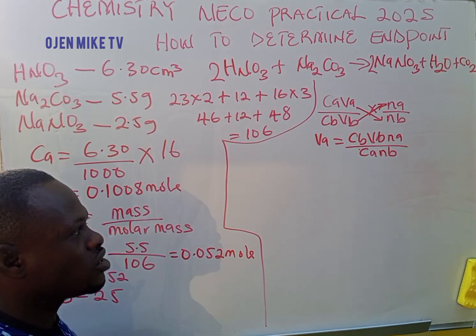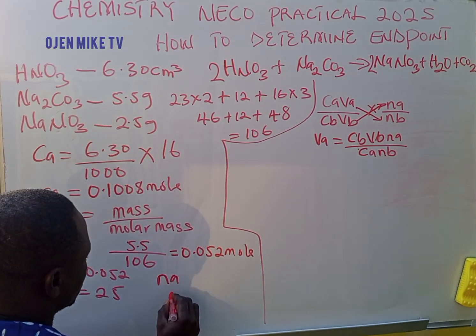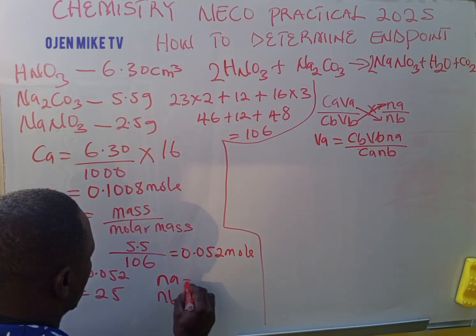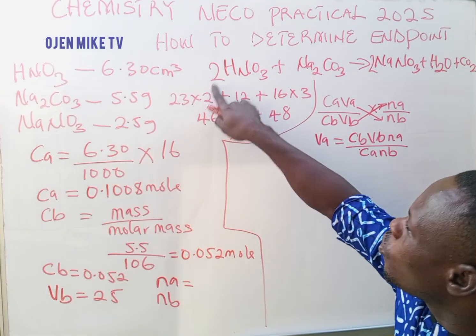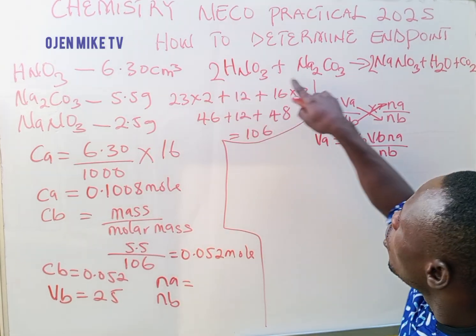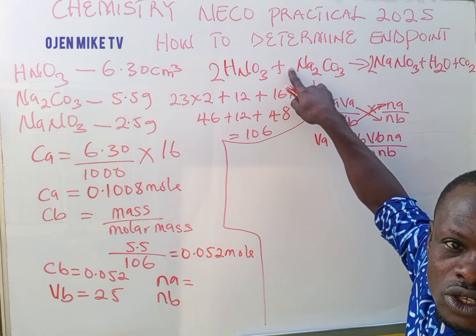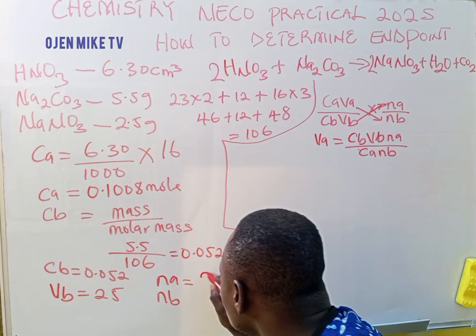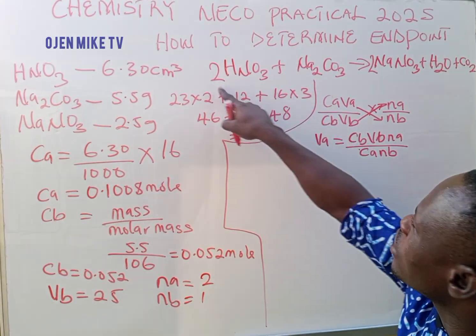Now, what is your mole ratio, Na and Nb? What is the mole ratio of the acid here? What is in front of this acid? 2. That is what we call the mole ratio. What is in front of this base here? Nothing is here, so it is 1. So the acid is 2 and the base is 1. Nothing is here and 2 is in front of this one.